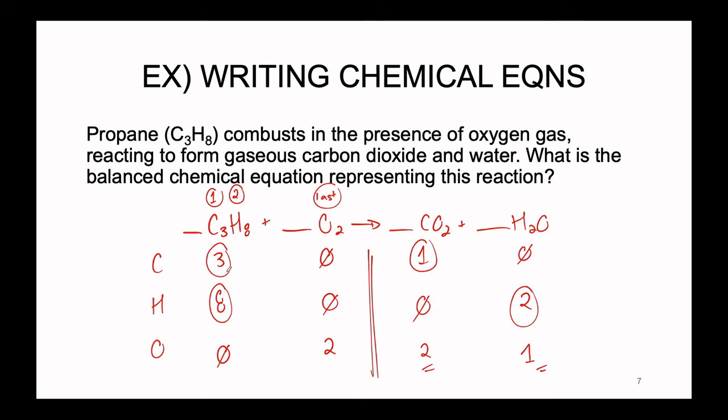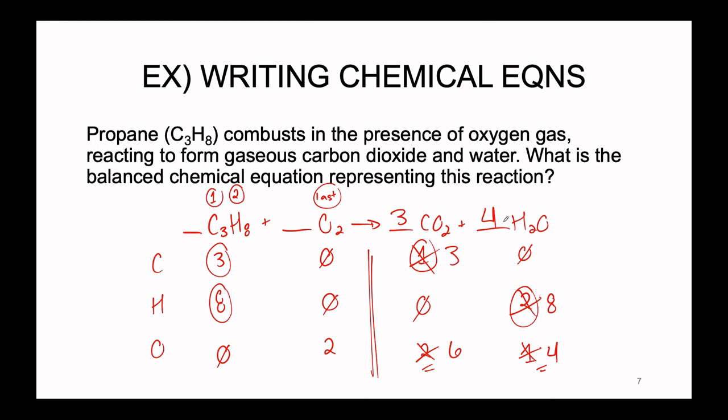We can see that there are 3 carbons on the left, only 1 on the right. So let's scale this up, giving us 3 carbons and now a total of 6 oxygens underneath carbon dioxide. Then if we move on to hydrogen next, we can see we're starting with 8 and ending with only 2. So we're gonna have to scale this up by a factor of 4, giving us 8 hydrogens and 4 oxygens underneath the water. Now this is again why we save the oxygen for last.